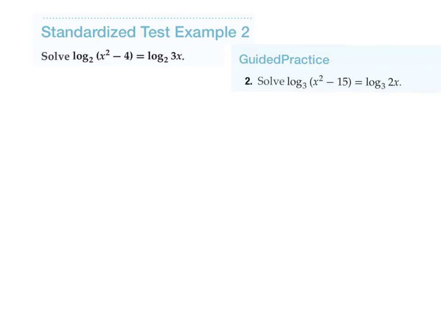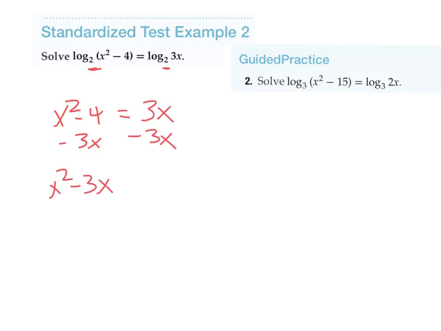One of the rules of logs is if you have the same base, and we have the same base here and the same base here, then if this log equals that log, then the actual expressions are equal: x squared minus 4 equals 3x. So the two logs equal each other, and now we can solve. Once we know this, to solve, we're going to make this a quadratic by subtracting the 3x from both sides, which creates a quadratic equation equal to 0.